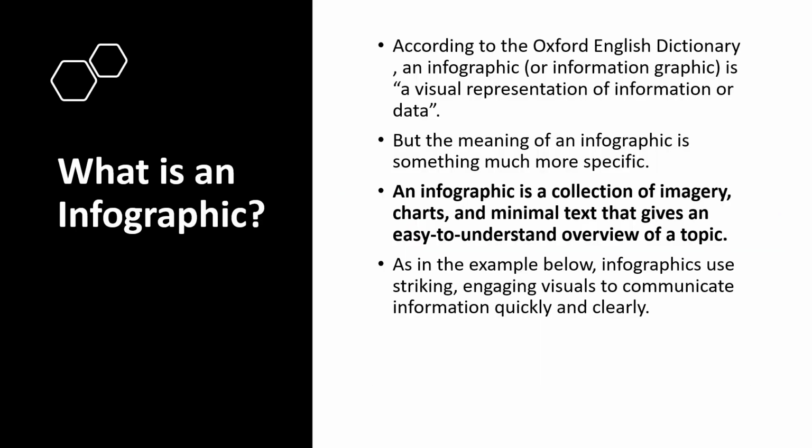According to the Oxford English Dictionary, an infographic or information graphic is a visual representation of information or data. But the meaning of an infographic is something much more specific. An infographic is a collection of imagery, charts, and minimal text that gives an easy-to-understand overview of a topic. As in the example below, infographics use striking, engaging visuals to communicate information quickly and clearly. The example I want to explain later during the video.